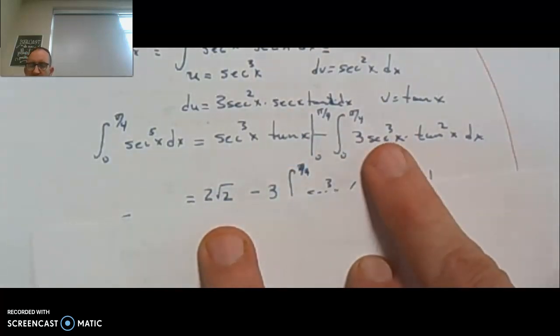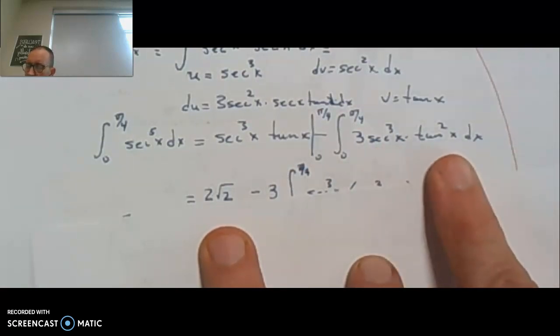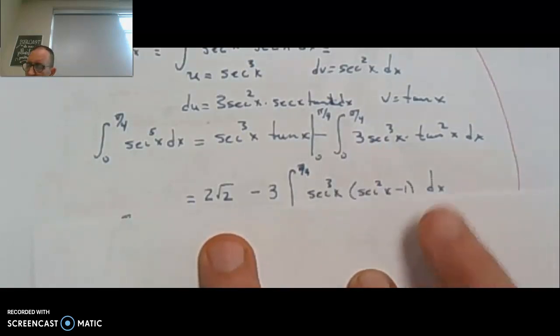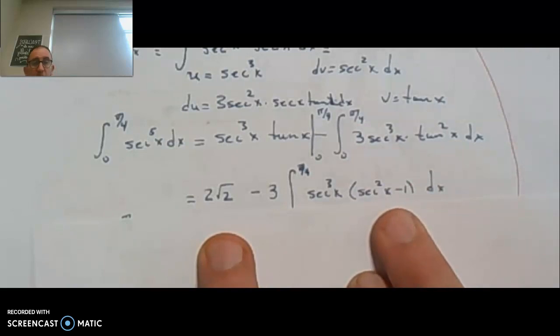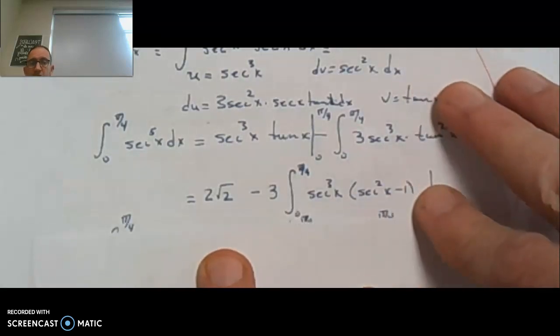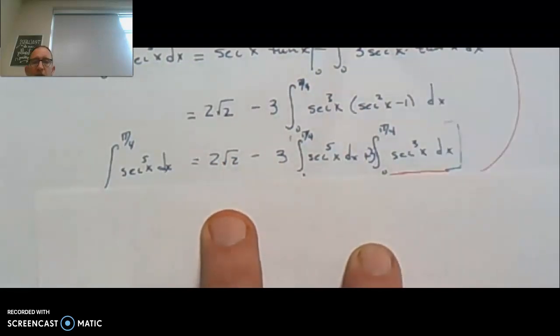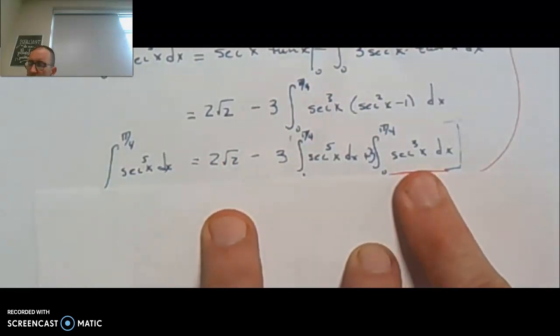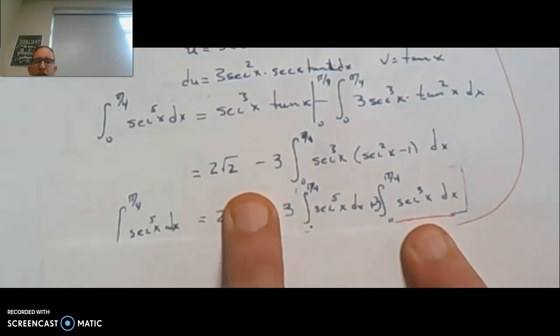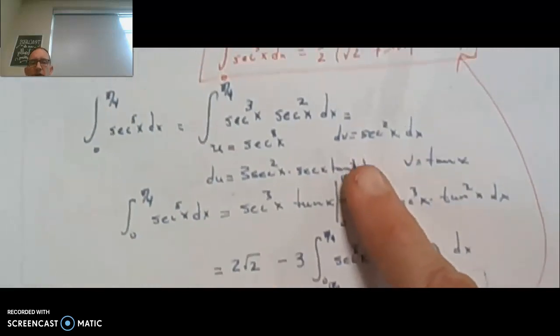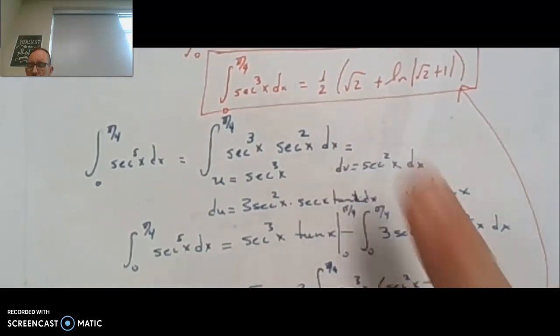Now with the second part of this, the integral of v du, we're going to replace the tangent squared using the trig identity for that again. We'll replace tangent squared with secant squared minus 1. Distribute the secant cubed through the parentheses, like we did previously. We already know what the value of this integral is. We found this integral up here when we did the integral of secant cubed.